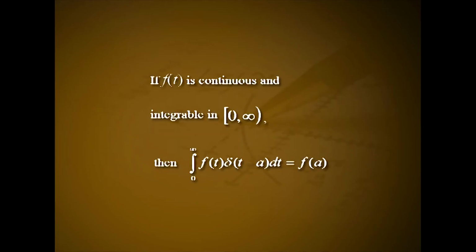If f of t is continuous and integrable in the right open interval 0 to infinity, then the integral from 0 to infinity of f of t into delta of t minus a dt is equal to f of a.